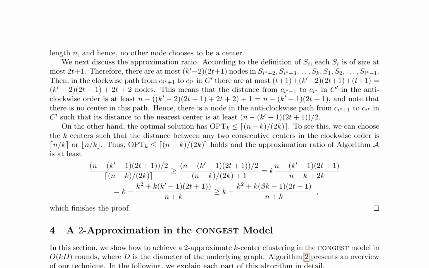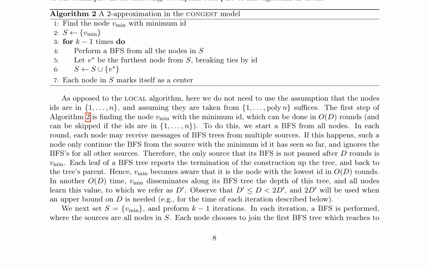The authors then discuss the approximation ratio, showing that there are at most k(2t+1) nodes in C+2, C+3, Sk, S1, S2, C1, and hence the distance from C+1 to C in the anti-clockwise order is at least n/k - (2t+1) + 1.